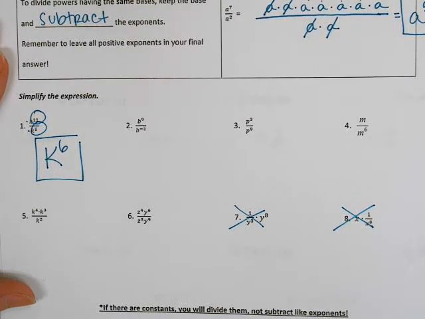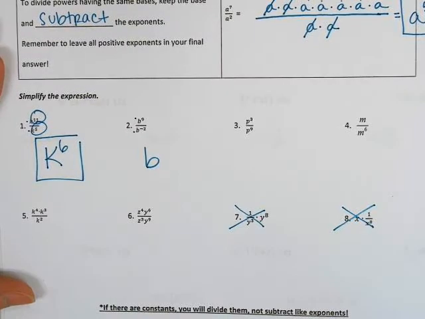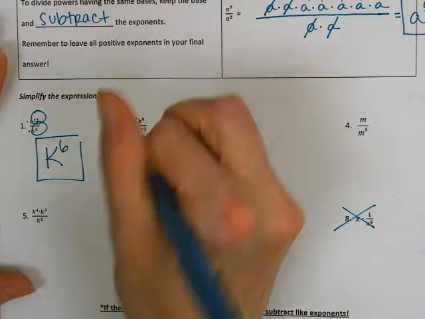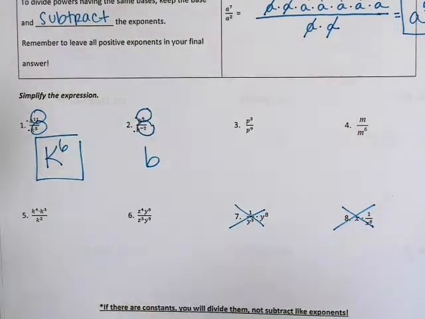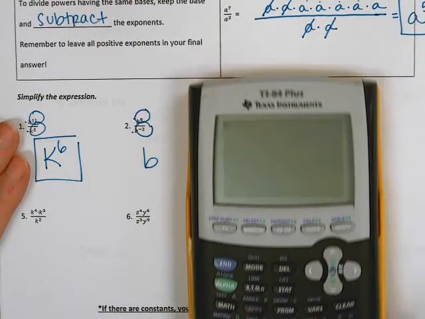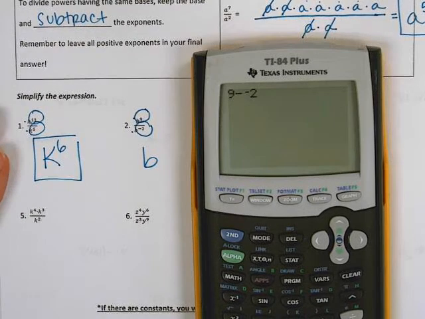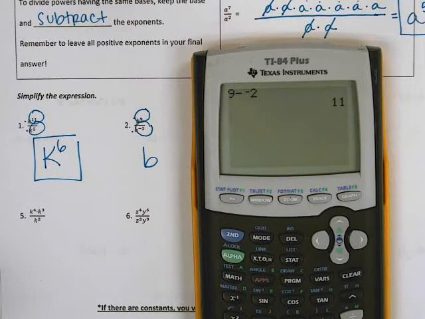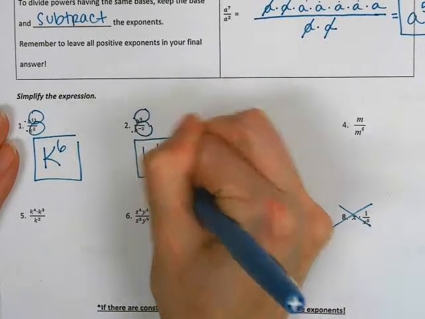All right, number 2, we have the same base of b, so the b stays and we subtract. Now be careful, guys. 9 minus a negative 2. Be careful when you subtract this, because if you subtract a negative, it becomes a plus. So it's actually 11. So be careful on those.